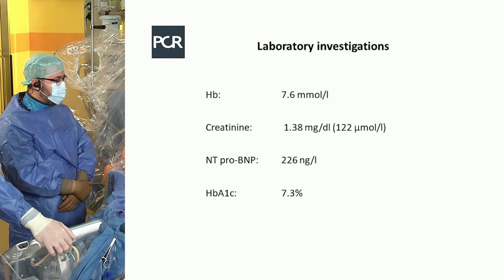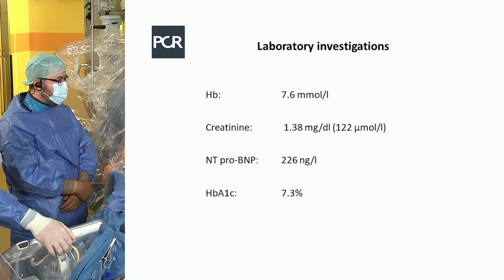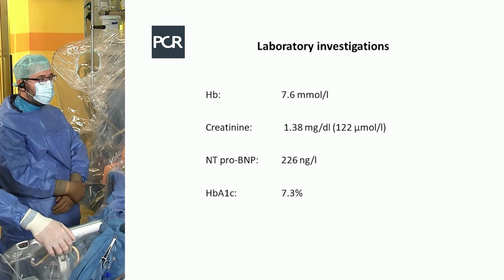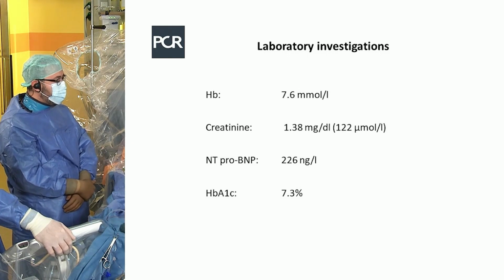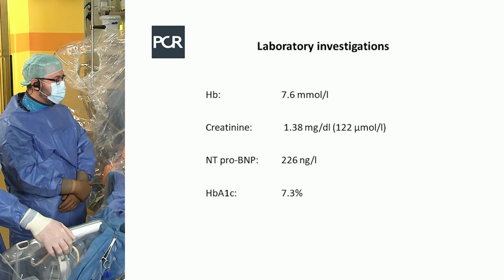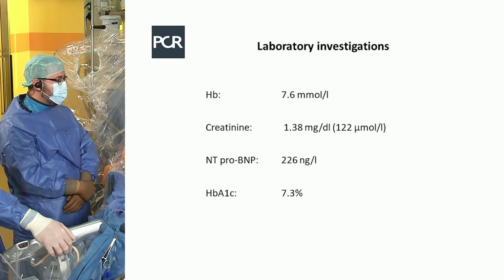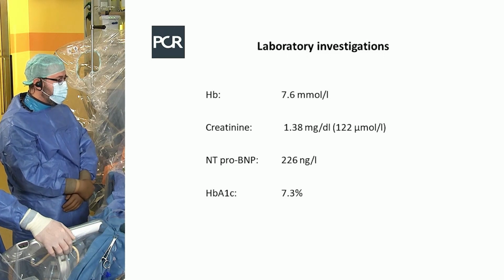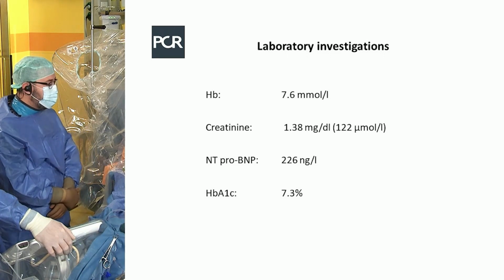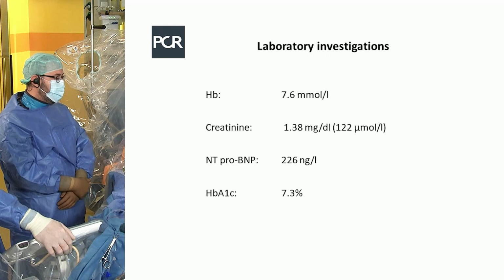Her laboratory investigations were overall unremarkable, so the hemoglobin level is normal. I remind you that this is in millimole per liter. Her creatinine is a little bit elevated. We talked about the renal function. She has almost normal NT-proBNP, only slightly elevated, and a slightly elevated hemoglobin A1C. Otherwise, as previously mentioned, her laboratory values were unremarkable.